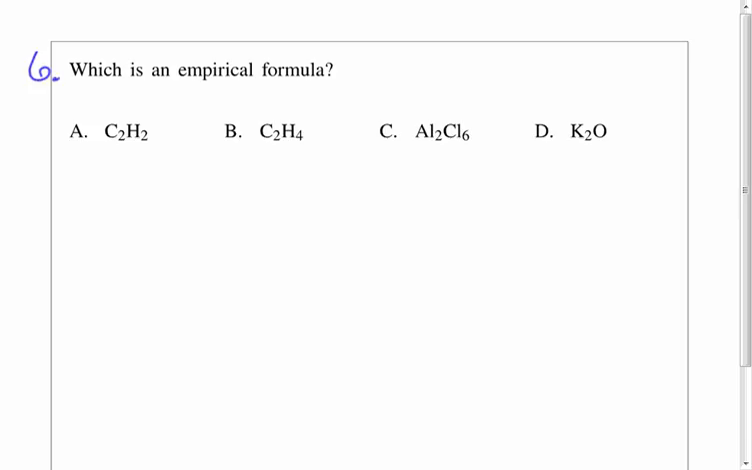Same process on number 6. We want the empirical formula. We could divide this by 2, divide this by 2, divide this one by 2. This is the only one with only 1 oxygen here at the end. We could not reduce that.